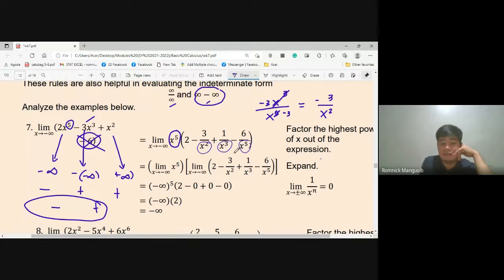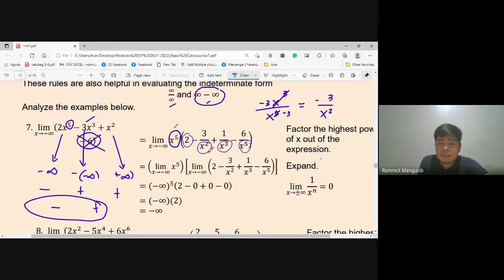That is simply by division. Kasi nga na-factor out ko. Nilabas mo nga ang x raised to 5. So, i-divide mo ang x raised to 5 sa lahat ng terms. 2x raised to 5 divided by x raised to 5 is 2. Kaya 2 lang ito. And the remaining, nagpapakita na ang mga fraction form.